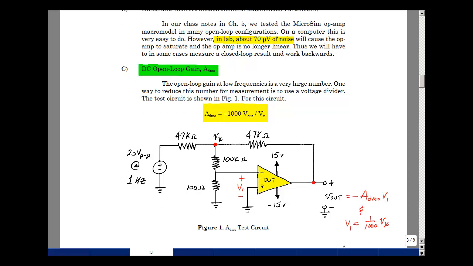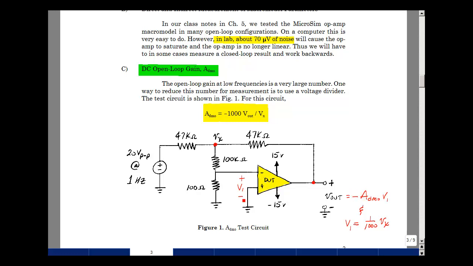Let's first take a look at measuring the open loop gain at low frequencies, which is called ADM0, which means it's zero frequency. The technique here is that we're going to make ADM0 a smaller number by using a voltage divider. So here's a proposed circuit for measuring ADM0, and I'm going to put an input signal here that's at low frequencies, maybe around 1 hertz or so. And then the output voltage here is going to be equal to the voltage across these terminals, or device under test, our op-amp that we're trying to test. It's going to multiply it by the open loop gain. But because of the sign change here, it's going to be a negative value.